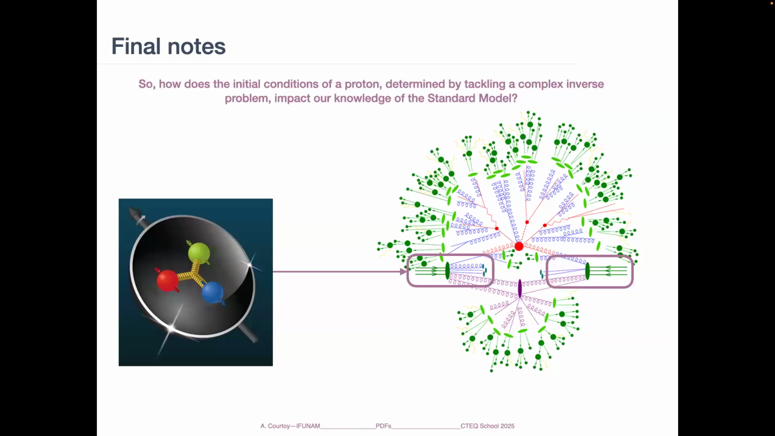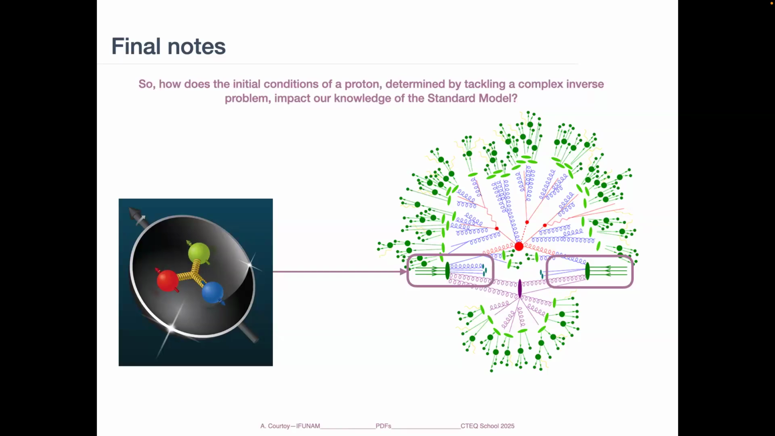I think I'm almost done. Final note: how did the initial conditions for the hadron come about? When you put Q0, you have initial conditions and you want to mimic what happens at low scales, because it's a non-perturbative object. You don't know this object, you want to infer it. And by inferring it, you get the initial conditions of a proton, that we determine by tackling an inverse problem.